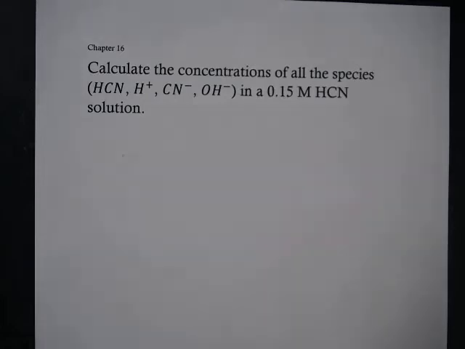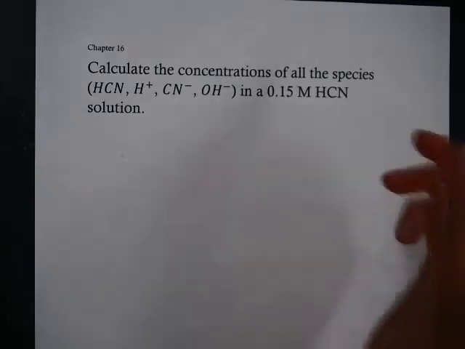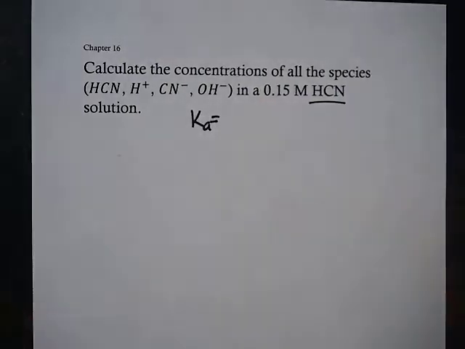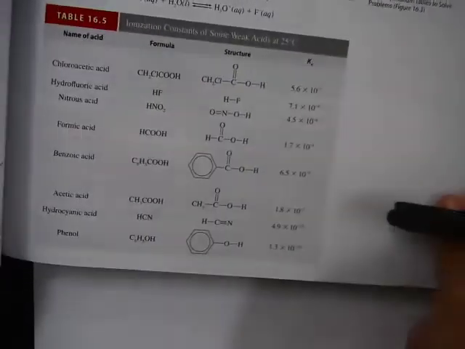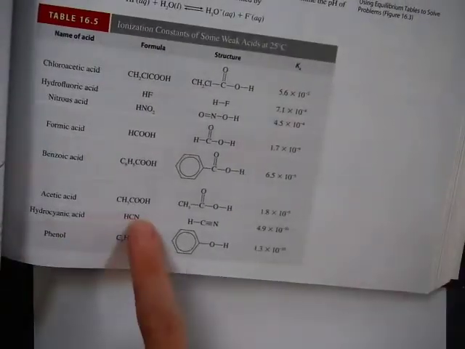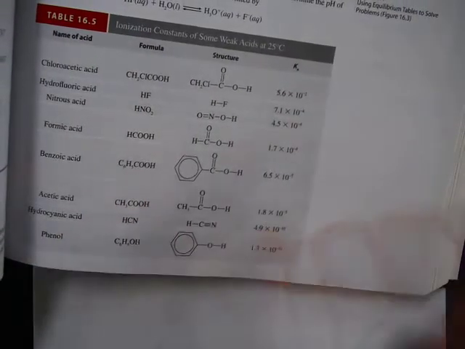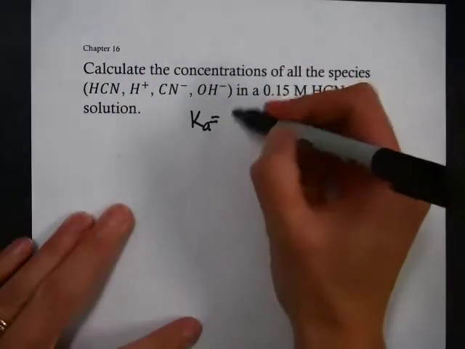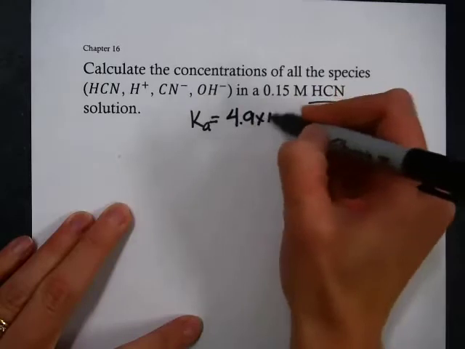All right, so the first thing I need to recognize about this acid is that it is a weak acid. So even though they didn't give me a Ka, I will need that information. So I'm going to check that in the book. And I get 4.9 times 10 to the minus 10.